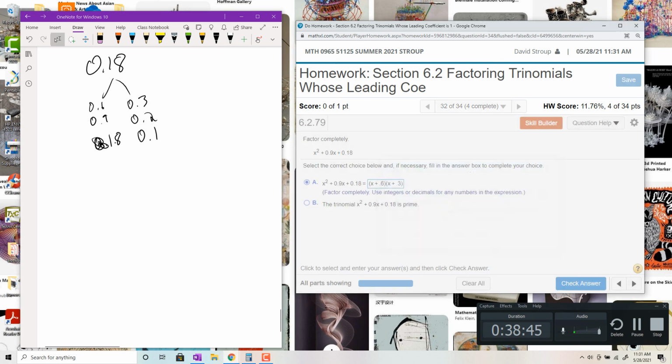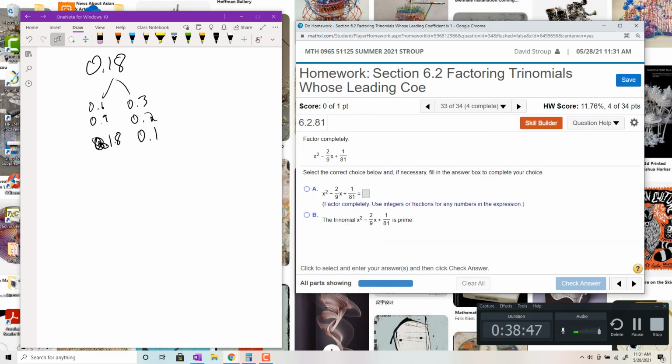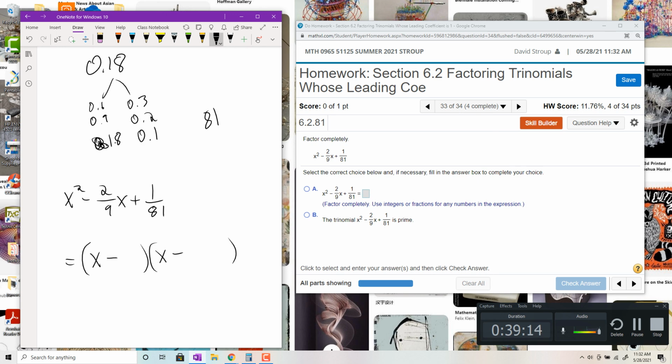Let's look at another one. Oh, fractions. Yeah, that'll happen. X squared minus 2/9 x plus 1/81. This is a minus minus. Need two numbers that multiply to be 1/81, but add to be 2/9. 81 is a special number. It's one of these perfect squares.